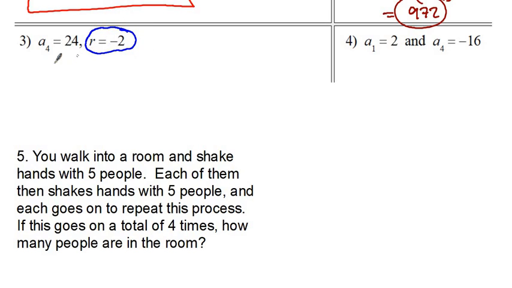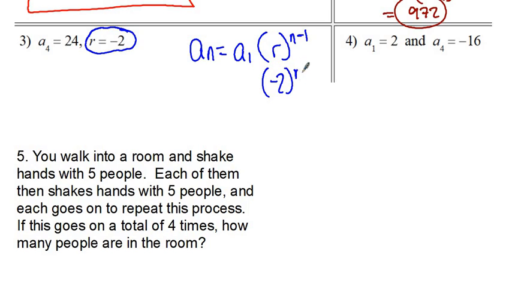The difference now is they're giving us a random term. They're giving us the fourth term. So here's the format for our explicit formula. It's always whatever the nth term is, a sub n is equal to the first term times the common ratio to the n minus 1. So we know the common ratio this time. It's -2. The difference with this problem is we don't know what a sub 1 is. However, we do know what a sub 4 is because they're telling us that it's 24.